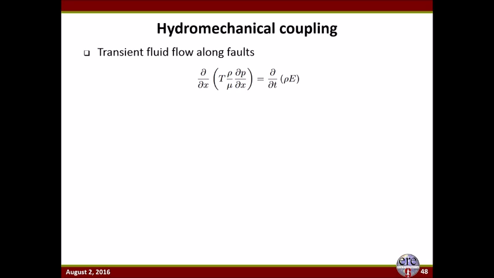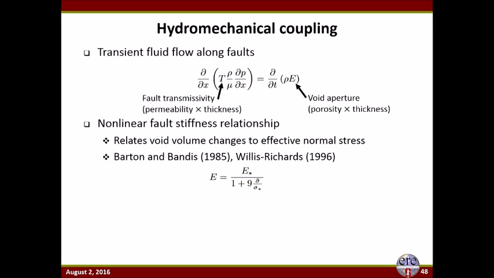In this slide, I'm just going to walk through some of the theory that really drove the analysis. Here I'm writing the one-dimensional single-phase flow equation for flow along faults. The flux term is related to the transmissivity of the fault, and the storage term is related to the void aperture or the porosity of the fault. And in this study, the hydromechanical coupling arose entirely due to our use of this nonlinear joint stiffness relationship. It's an empirical constitutive model that was developed based on laboratory experiments of fractures.